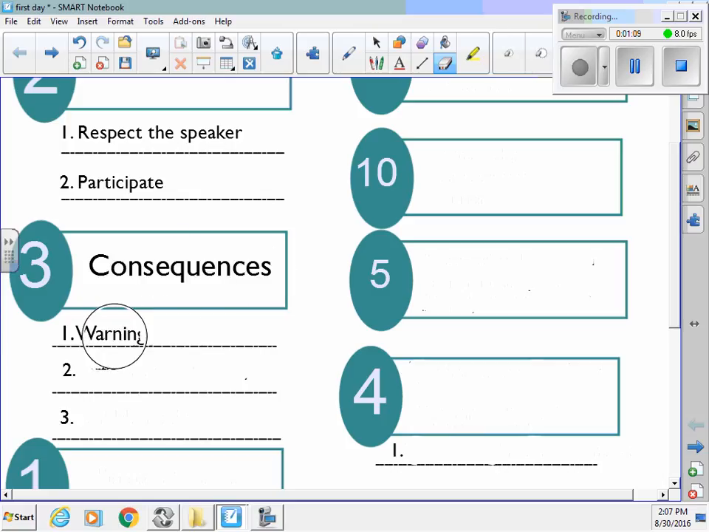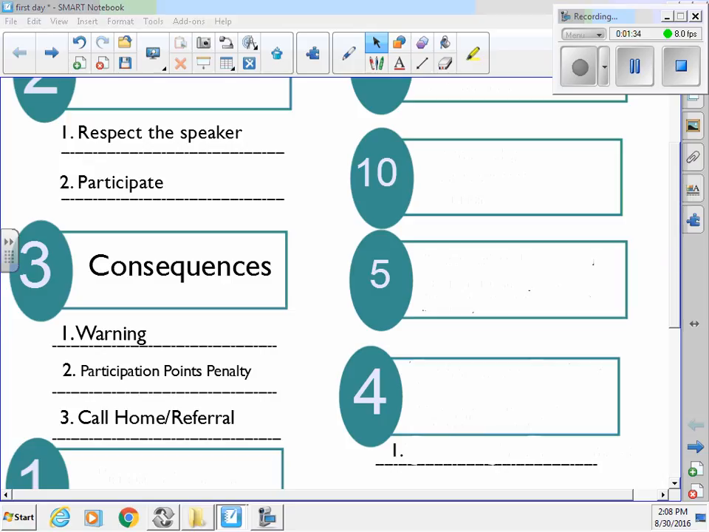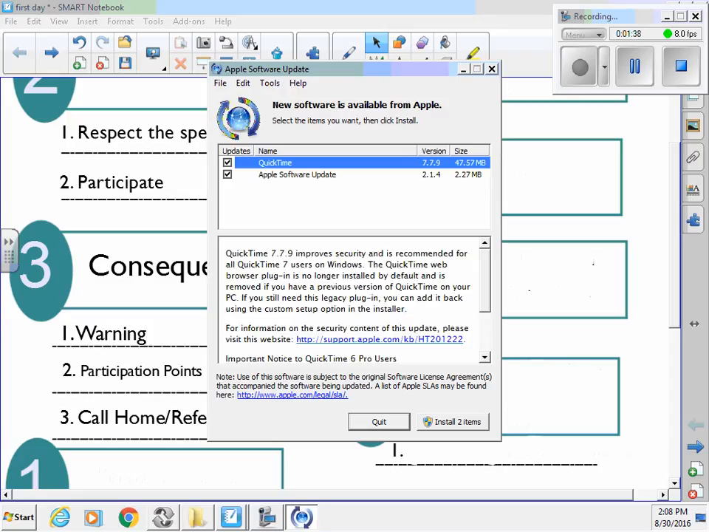Obviously, you should be told you're doing something wrong. That would be a warning. There is a participation points penalty that could be levied against you, and we'll talk more about how your participation is graded. And then, of course, a call home or an administrative referral. I wrote a total of 0 disciplinary referrals last year. That is always my goal. But it is an option, and I hope we never have to use it in this class.